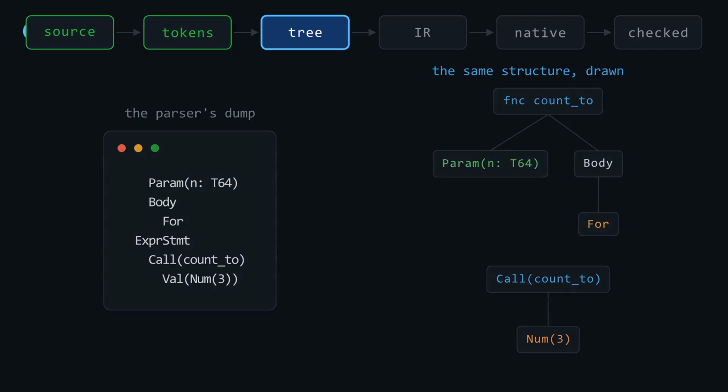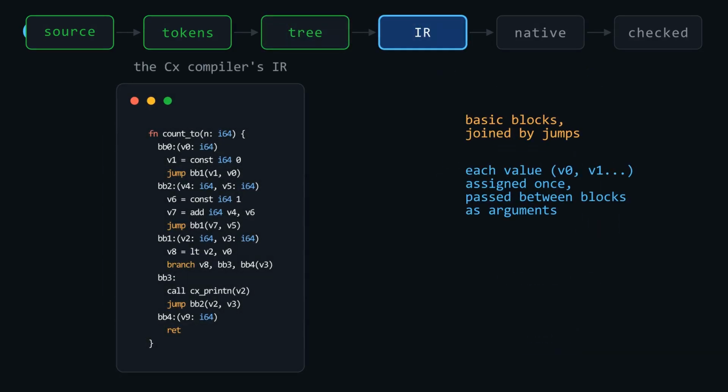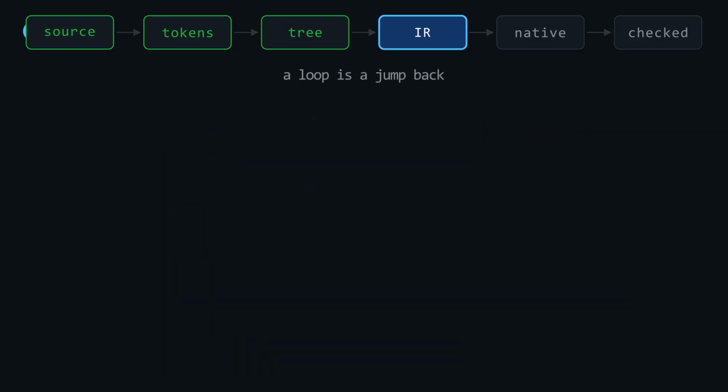Now, the hard part. A processor has no idea what a for loop is, so the compiler lowers that tree into something far simpler. Basic blocks, straight runs of instructions joined together by jumps. This is the real intermediate representation, straight out of CX. Notice the values. V0, V1, V2. Each one is assigned exactly once and passed from block to block as an argument. It begins by setting the counter to 0, then jumps to a header block, and the header asks a single question. Is I still below n?